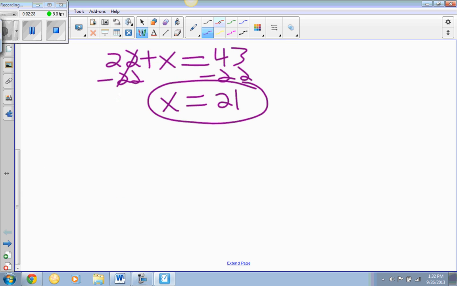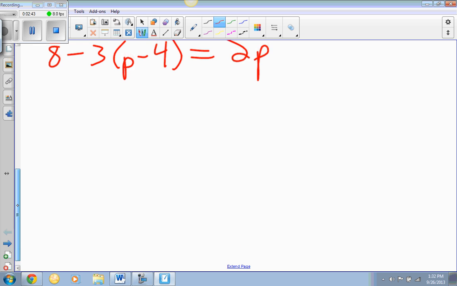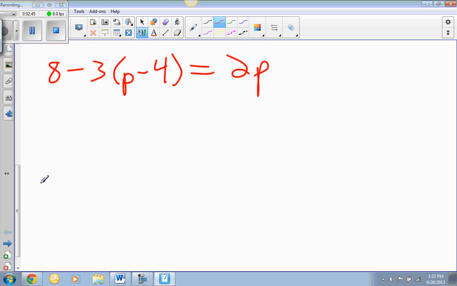So then, let's do another one. I'm going to add another step to this one. So 8 minus 3, parentheses, p minus 4, equals 2p. So before I can do anything on this one, I have to get rid of those parentheses using the distributive property. So I'm going to take 3 times p, which is 3p, and it's a minus.